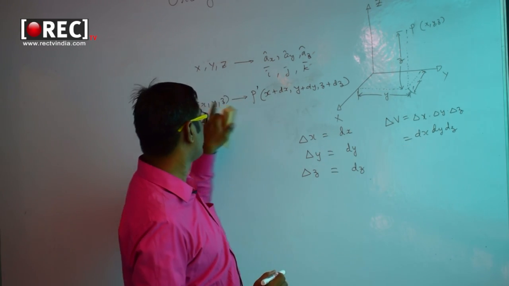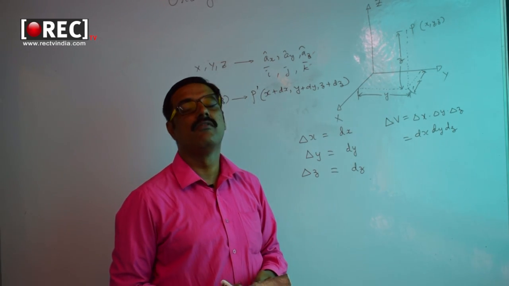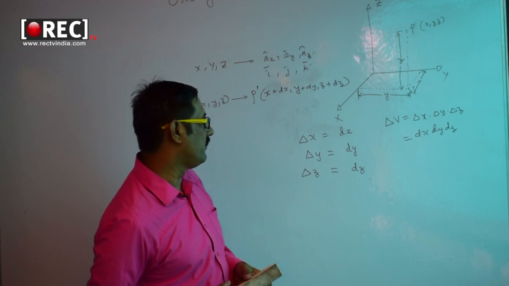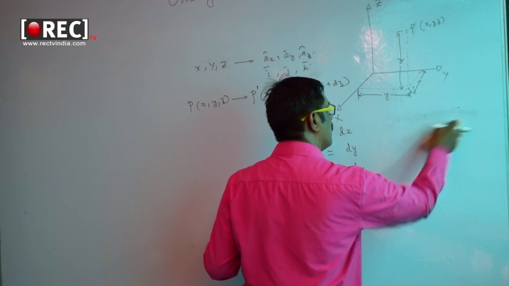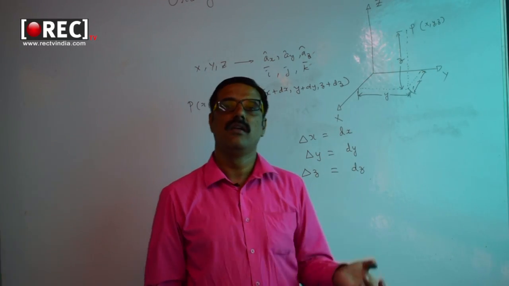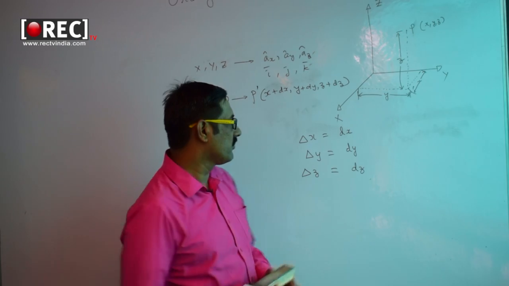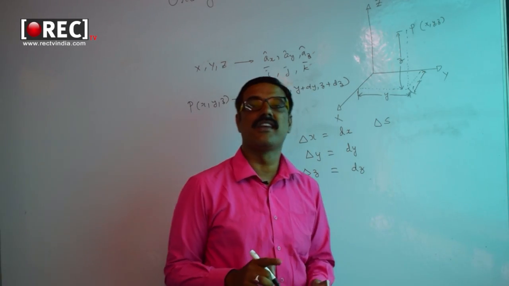So this is the incremental volume in the point P when it is moved from P(X, Y, Z) to P dash (X plus DX, Y plus DY and Z plus DZ). Now let me calculate the incremental areas. So incremental areas are in three planes. One is in XY plane, YZ plane and ZX plane. So coming to XY plane, delta S. So delta S represents the surface area increments.